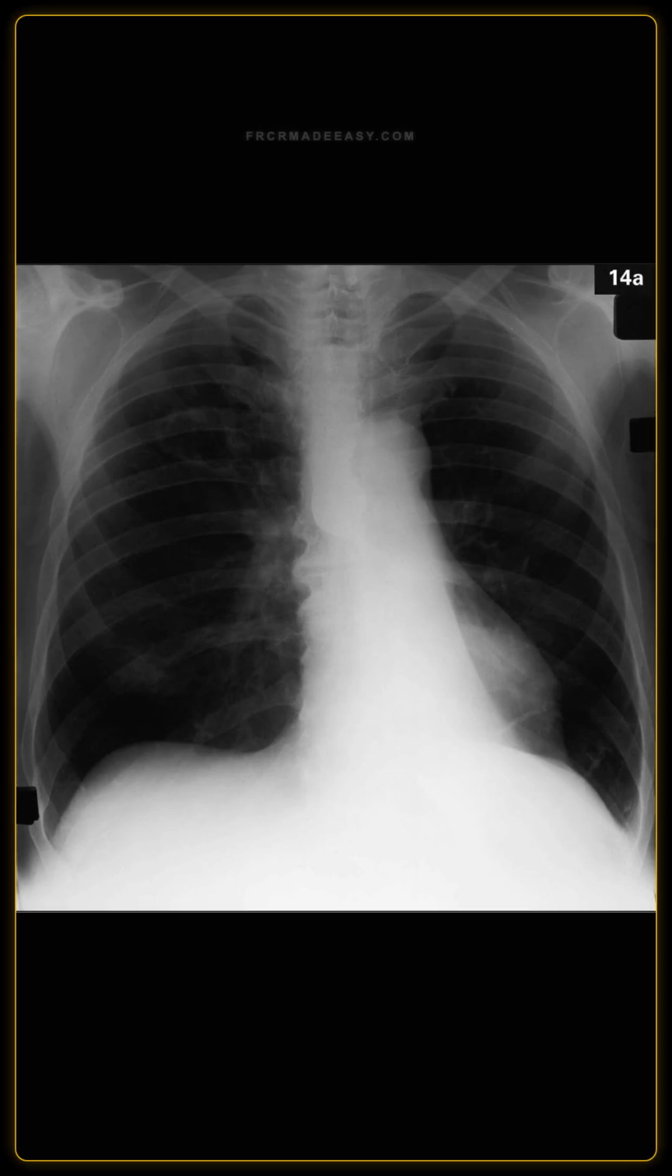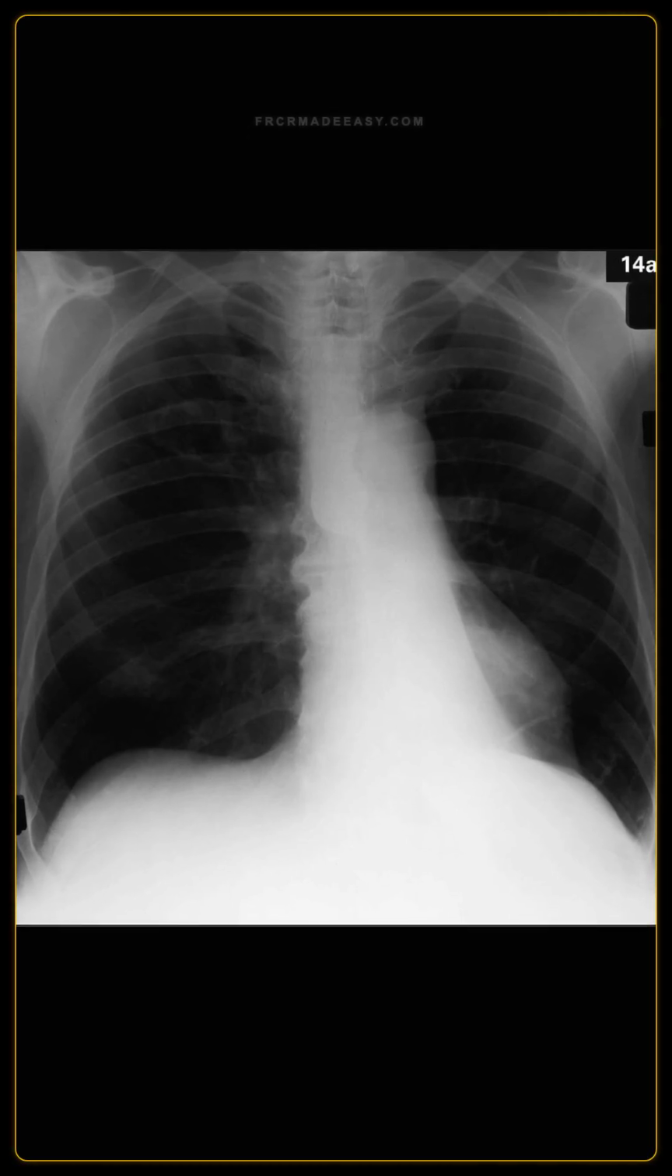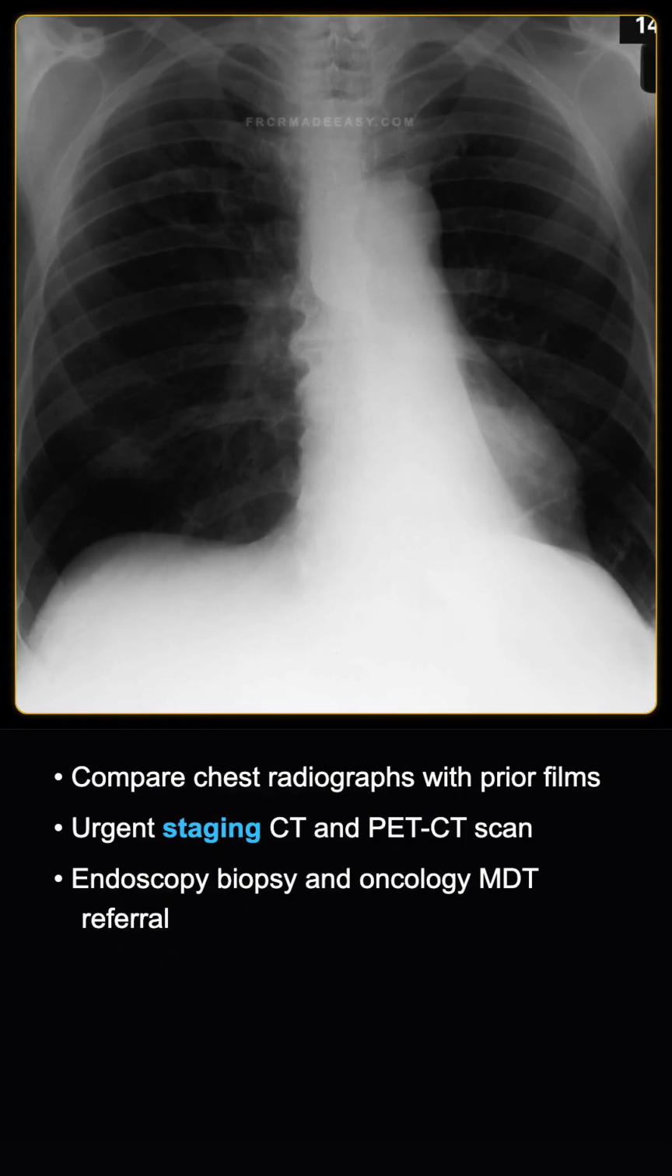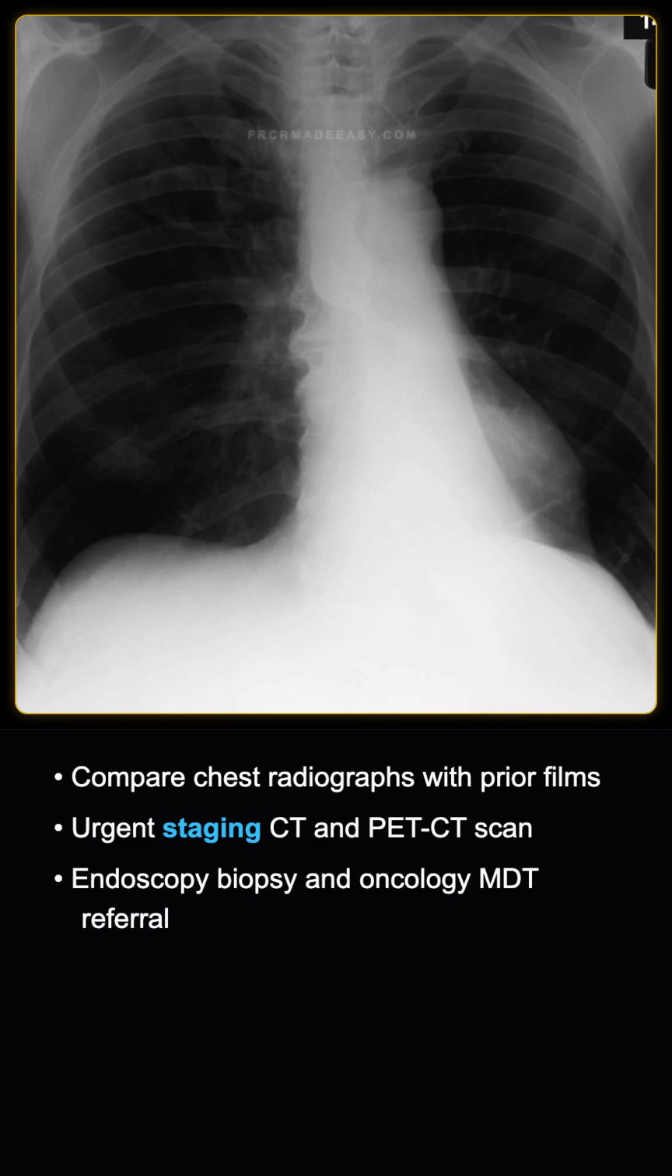How would you manage this patient as a radiologist? I would compare the chest radiograph with prior films to evaluate the left lower zone collapse and pulmonary nodules. I would communicate the findings of suspected esophageal cancer with metastases immediately to the referring clinician.